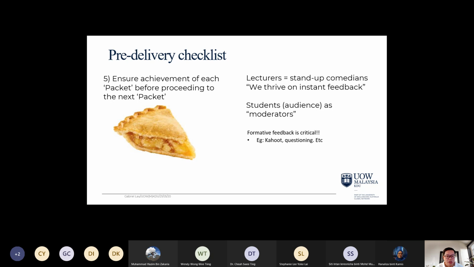So what you need to do is get feedback from students, whether they understand or not. How do you get this feedback from students? Here is where formative feedback is critical. You may need to use a method of assessment like Kahoot, Quizizz, questioning, and so on. Like for me, just now, I did simple formative feedback with all of you.